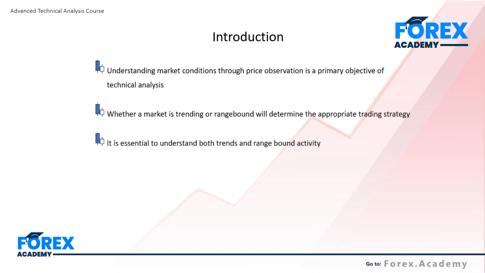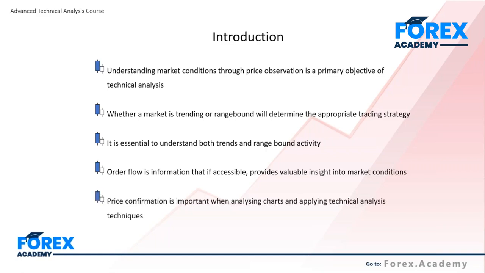It is essential to understand both trends and range-bound activities if you are going to be looking to trade these two types of conditions. Order flow is information that, if accessible, provides some valuable insight into underlying market conditions. Price confirmation is important when analyzing charts and applying technical analysis techniques. If you are looking for a confirmation of a break of a pattern, for example, you need to understand at what point or where or under what conditions that pattern will be confirmed. We'll take a look at some issues towards the end of today's webinar.